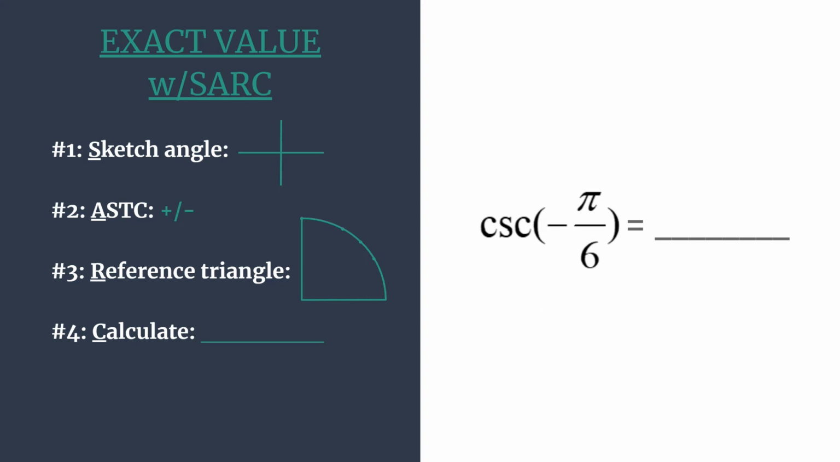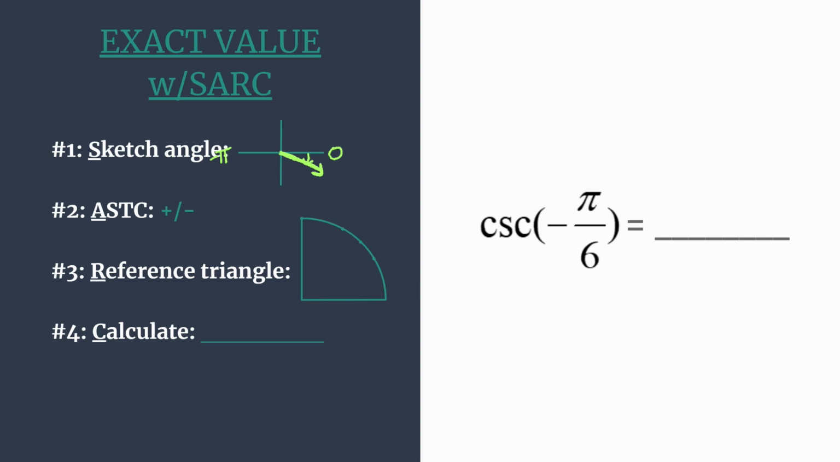So first, let's sketch our angle's terminal side. Remember that a negative in front of our angle simply means to rotate in the clockwise direction. So a quick breakdown, here's 0, a half rotation would be negative pi, and so you see this is like negative 1/6 pi. So that must be approximately right here. Our terminal side is in the 4th quadrant. Okay, there's our angle. So now that we know that, we can move on to step 2.